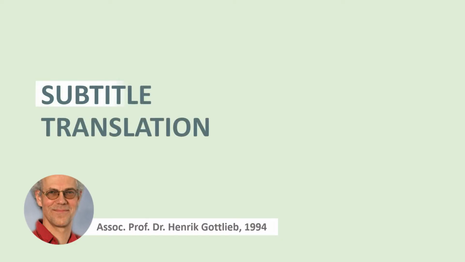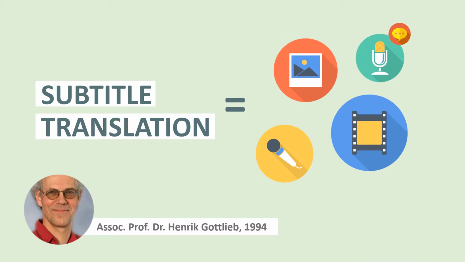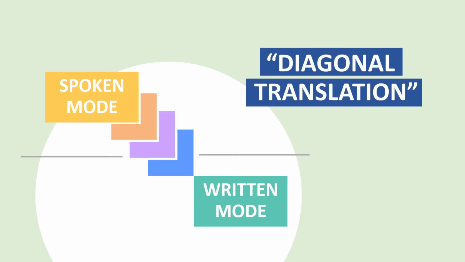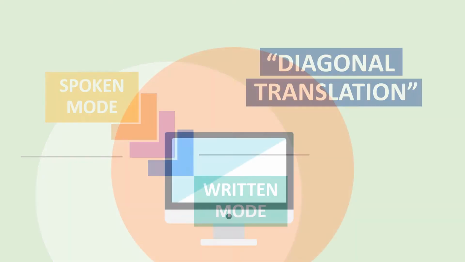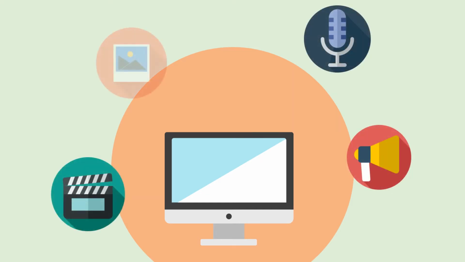It is proposed by Henry Gottlieb that subtitle translation includes more than one medium or mode. Since it's a shift from the spoken mode to the written mode, it may be called diagonal translation. He also suggests that the context or the other elements of the text should be taken into account in subtitle translation as well, such as visual and audio elements.